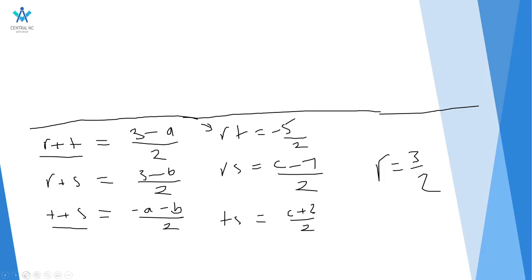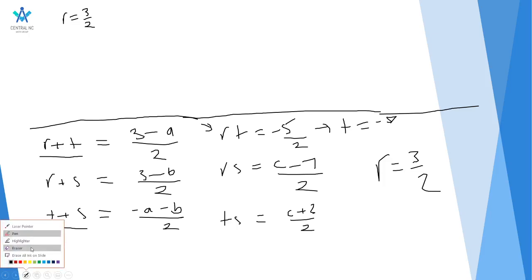r equals 3 halves. From the equation over here, rt equals negative 5 over 2, we can tell that t is equal to negative 5 over 2 over 3 over 2, which gives us that t is equal to negative 5 thirds. Let's probably fix that. Negative 5 thirds.